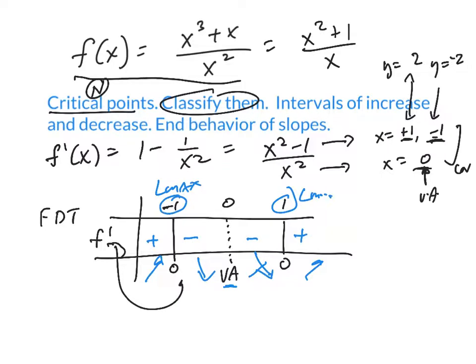The next thing I'm going to address is the interval of increase and decrease. Well, the FDT, or the first derivative table, tells us everything. So here I know I'm going up.